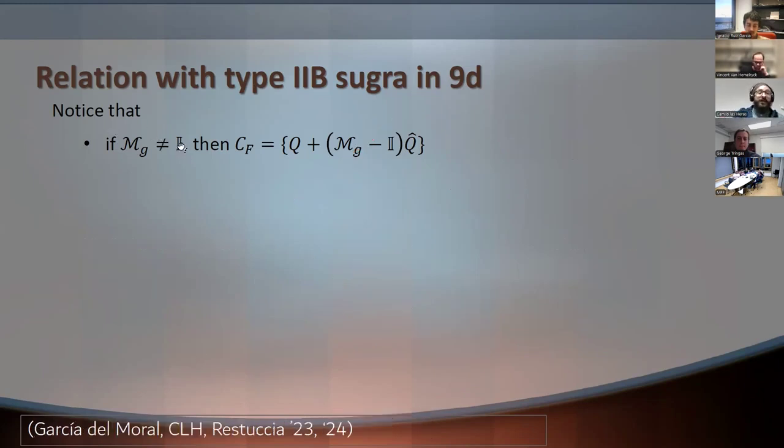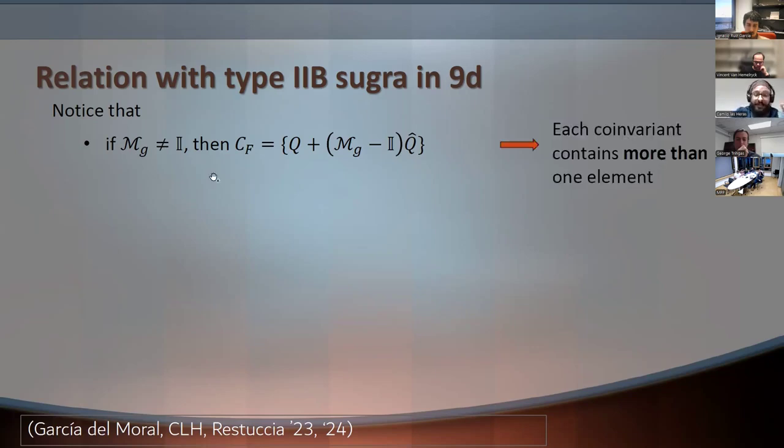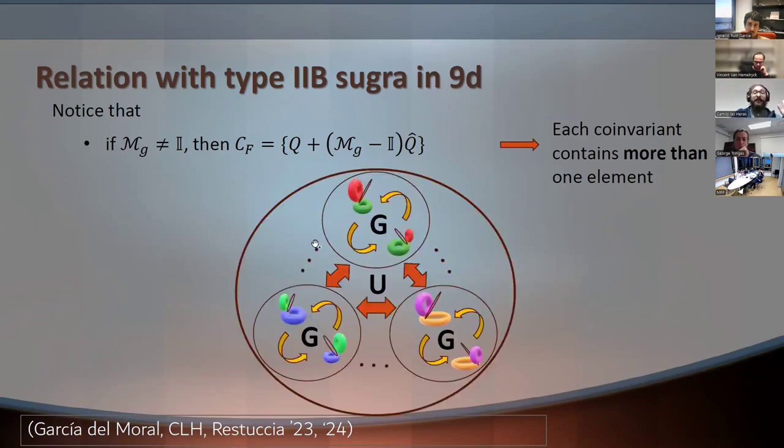Nevertheless, the M2 brane can also be consistently defined with a monodromy, which can be non-trivial. So in that case, we have that the coinvariants contain in general more than one element, okay? So it means that we now have certain equivalence classes that contain more than one element, and of course there is a transformation that relates equivalent bundles, and there is a transformation that relates inequivalent bundles, and we call them G and U respectively. Both of these transformations depend on the monodromy, okay?